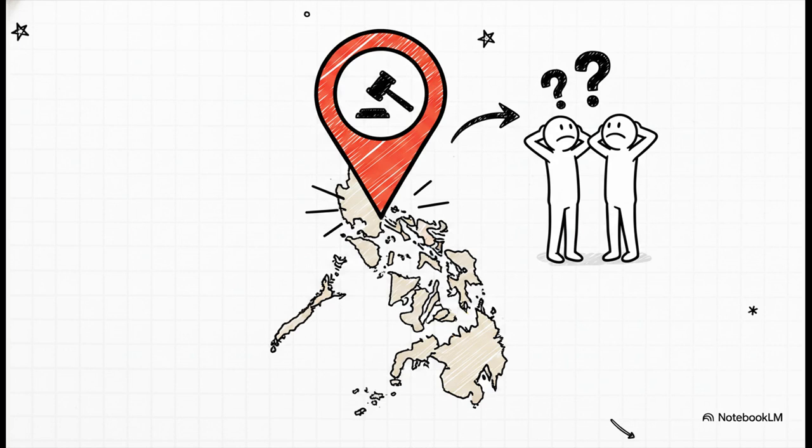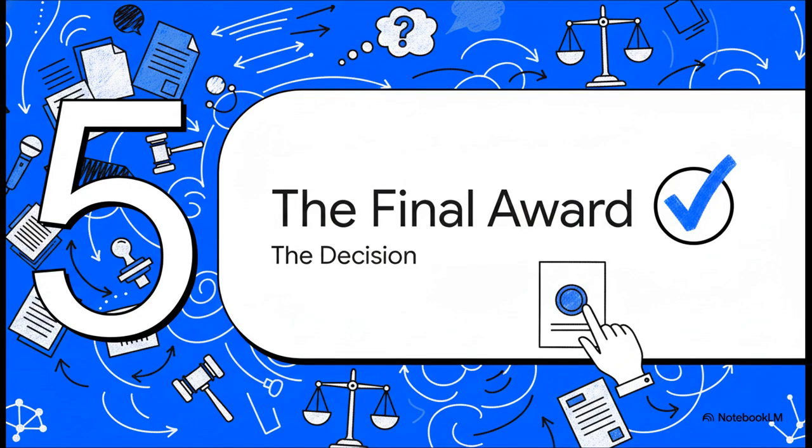But, of course, the law has a backup plan if you forget to agree on something. Here's a surprising fact for you. Under these rules, if you draft a massive international contract and completely forget to specify the place of arbitration, your default venue is Metro Manila. Literally, unless the arbitral tribunal decides another place is more appropriate given the circumstances, failing any agreement, you are heading to the Philippines. Section 5, the final award, the decision.